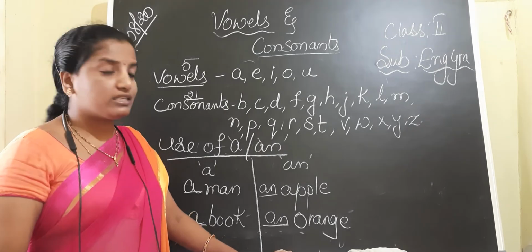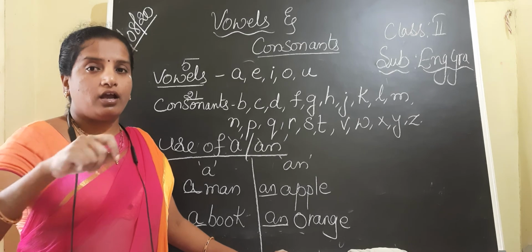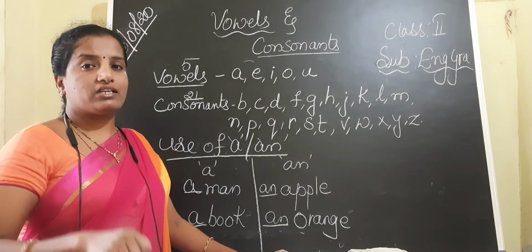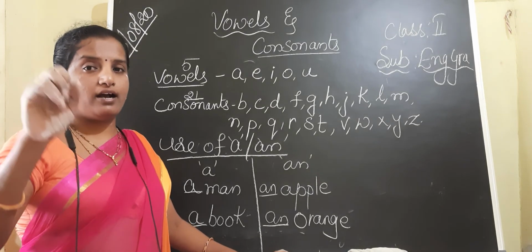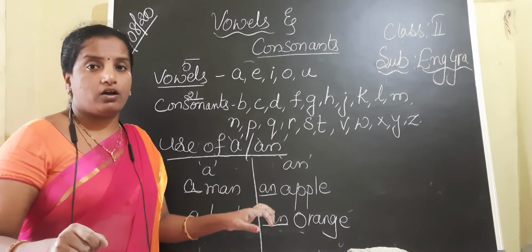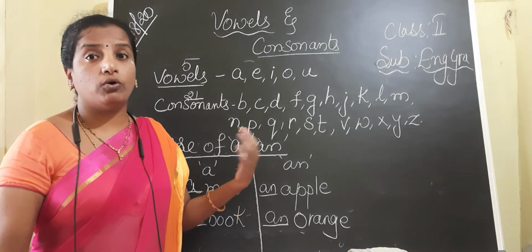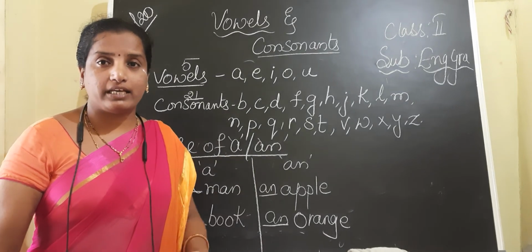Children, once again revise how many letters there are in English, what the vowels are, what the consonants are, and how we can use A or AN. Tomorrow again we will learn more about vowels and consonants.